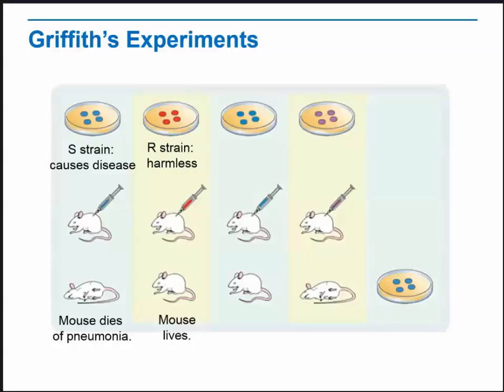Griffith wondered what made the first group of mice get pneumonia. Perhaps the S-strain bacteria produced a toxin to make the mice sick. To find out, he ran a series of experiments. First, Griffith took a culture of the S strain, heated the cells to kill them, then injected the heat-killed bacteria into laboratory mice. The mice survived, suggesting that the cause of pneumonia was not a toxin from these disease-causing bacteria.